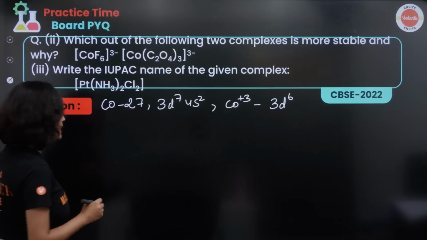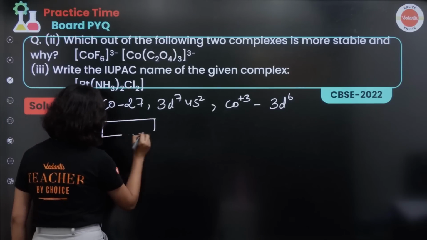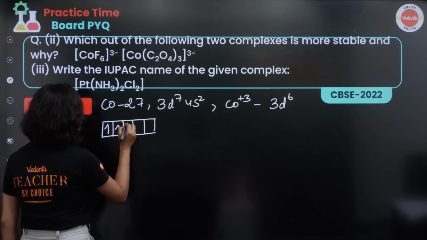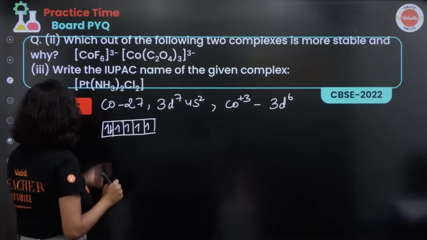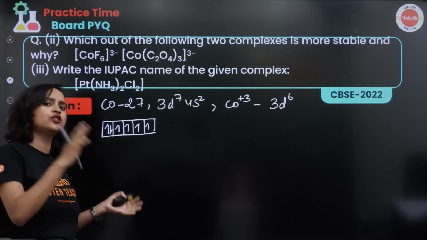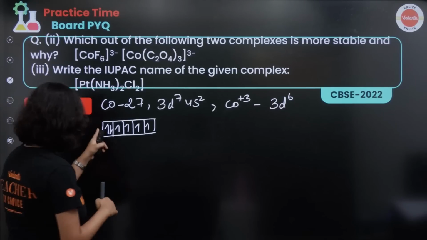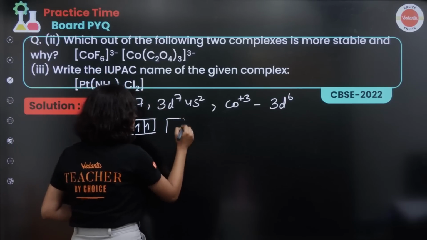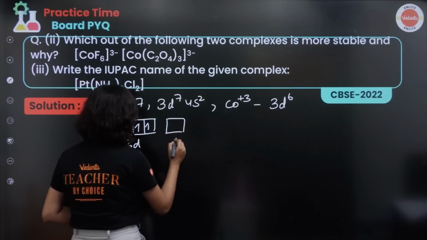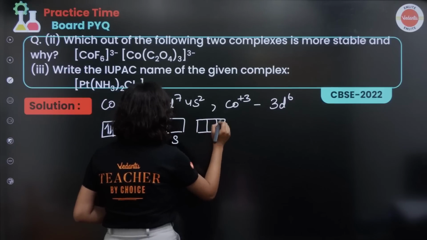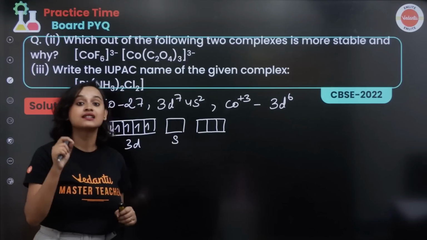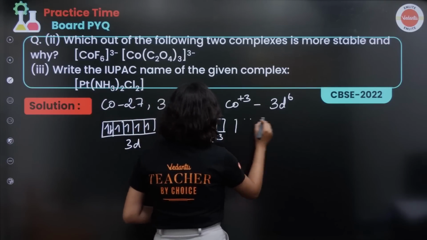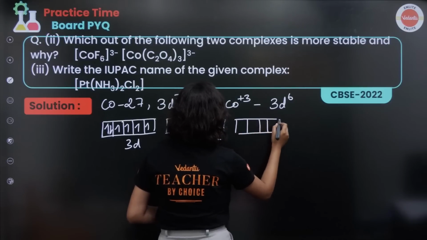If it is 3d6, I'll have to draw the orbitals somewhat like this: 1, 2, 3, 4, 5. Now F, fluorine, is a weak field ligand, right? So it is not going to pair up the electrons. If it does not pair up the electrons, the six fluoride ligands will have to take the outer orbitals. This is 3d here, this is s, this is p3, and 6 rooms, it will require 6 orbitals. So s, p3 and it will require 2 of the 4d orbitals.